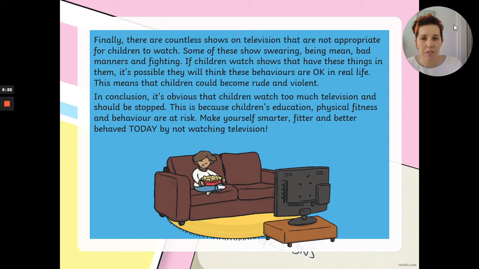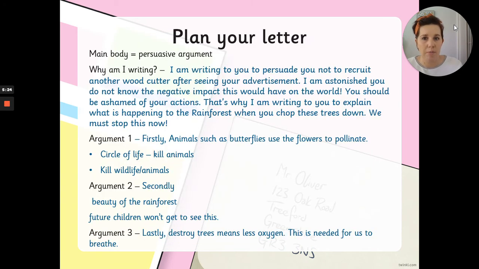So I'd like you to think about 3 points you are going to use in your letter today. So with your plan, I'd like you to have a go at using subheadings. So why I am writing, this is your introduction. So I've had a go at planning my letter to try and persuade the woodcutter. So I'm writing to you to persuade you not to recruit another woodcutter after seeing your advertisement. I am astonished you do not know the negative impact this would have on the world.